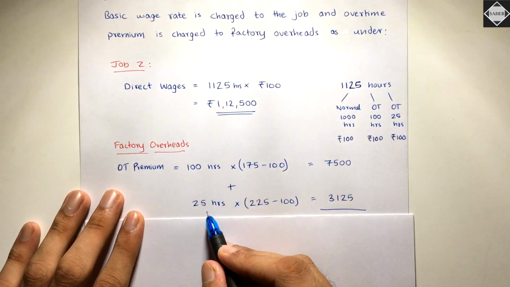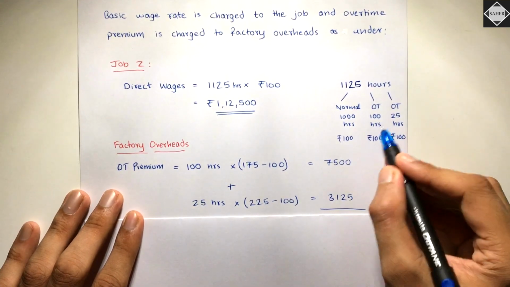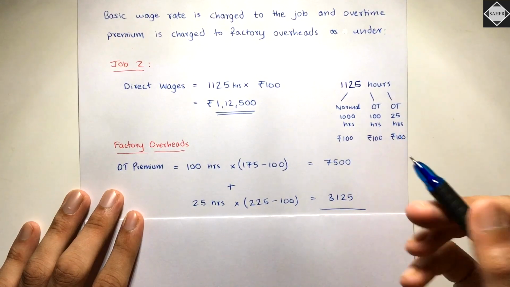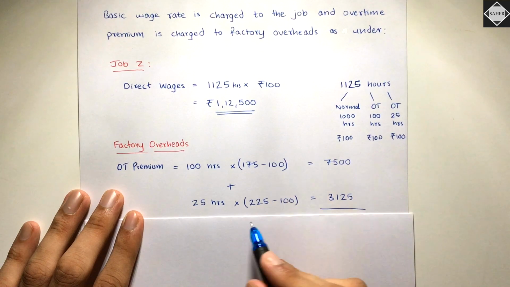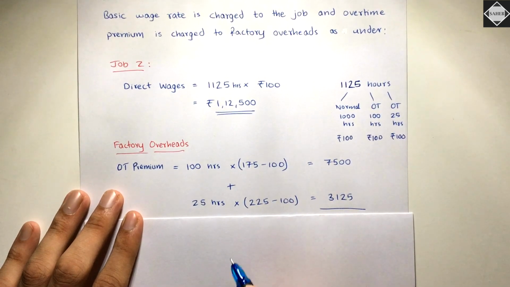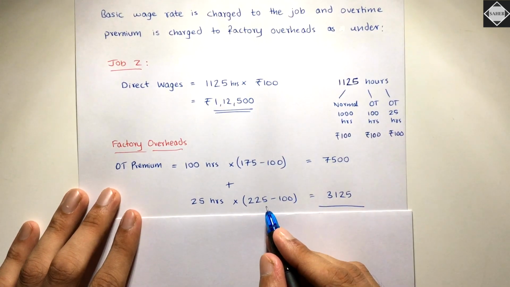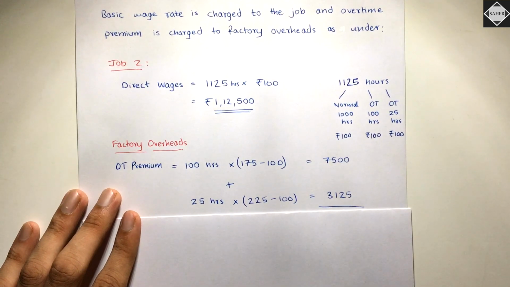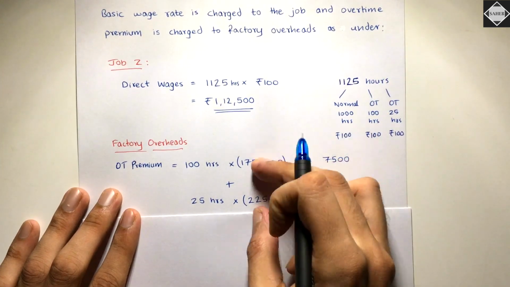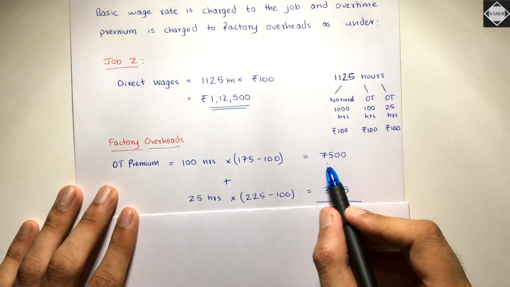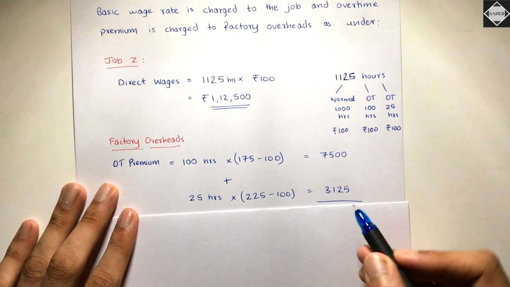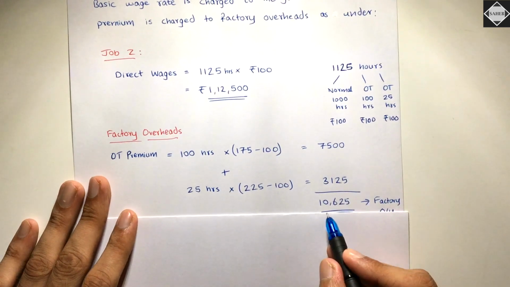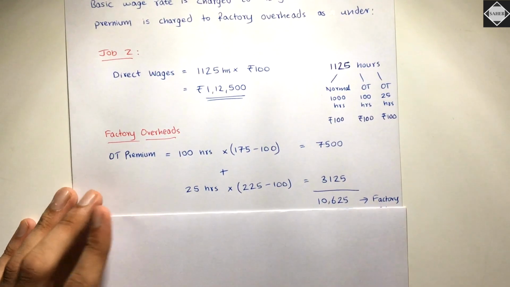100 hours and 25 hours. That's the OT. 100 hours and 25 hours in that job, right? So 125 into what? 175 minus 100, 225 minus 100. Here it is 75 and here it is 125. Is it clear? That's the premium now. Only the premium element you have to take now. So that's equal to 7,500 over here, and here it's 3,125. If you add those two, that's equal to 10,625.